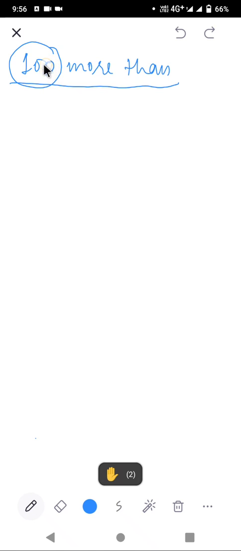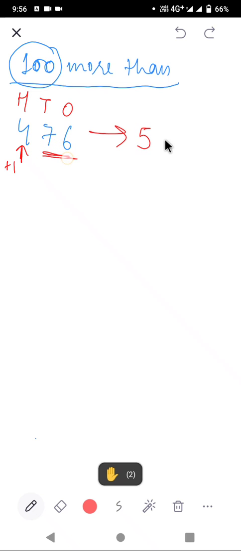We have to find 100 more than a number, so we'll add 1 in the hundreds place. Let's take a number. This is the ones place, tens place, and hundreds place. So add 1 in the hundreds place only. 4 plus 1 will be 5. Then these two digits will remain the same, 76. Only the hundreds place digit will change. So 100 more than 476 is 576.